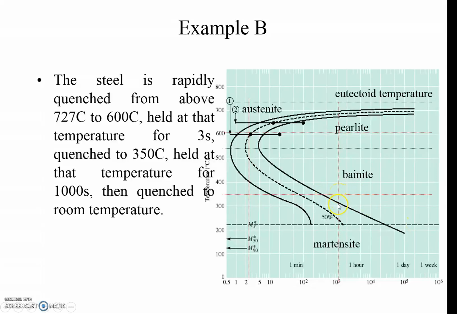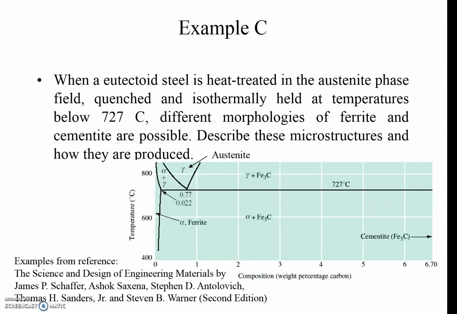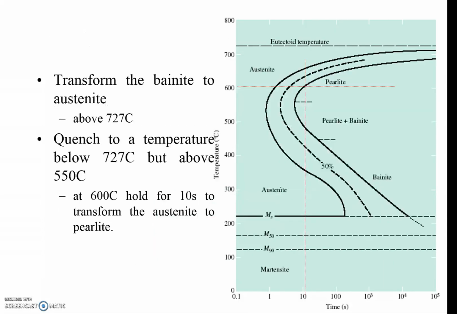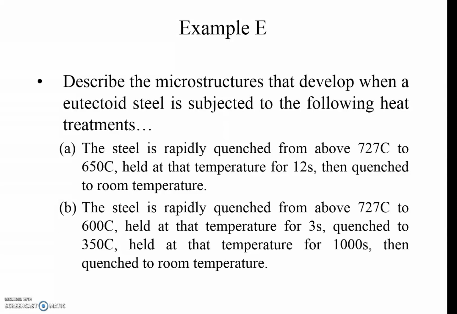Then I quench down some more all the way to room temperature, and I will not have a change, because the only way I can get martensite is if I am going directly from austenite. I do a rapid cooling all the way down. That's what this regime is for. But otherwise, neither the pearlite nor the bainite will transform to martensite. So there we go, 50-50. The other examples I will skip, and I will encourage you to go through these on your own. That will be C, D, and E.